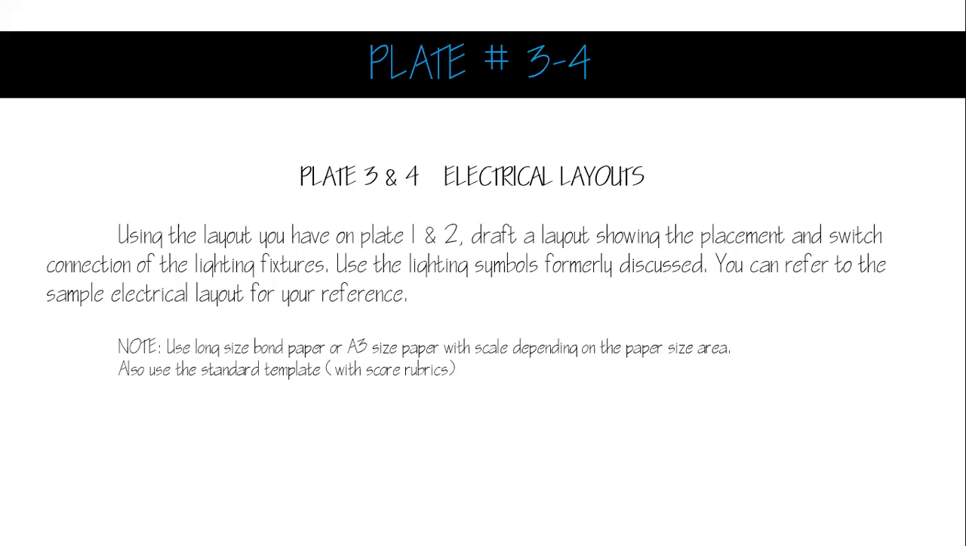So for the plate number 3 and 4, using the layout you have on plate number 1 and 2, draft a layout showing the placement and switch connection of the lighting fixtures. Use the lighting symbols formally discussed. You can refer to the sample electrical layout for your reference. Note, use long size bond paper or A3 size paper with scale depending on the paper size. Also use the standard template with score rubrics. So on the plate number 3 and 4, this is basically lighting layouts, no power layouts.